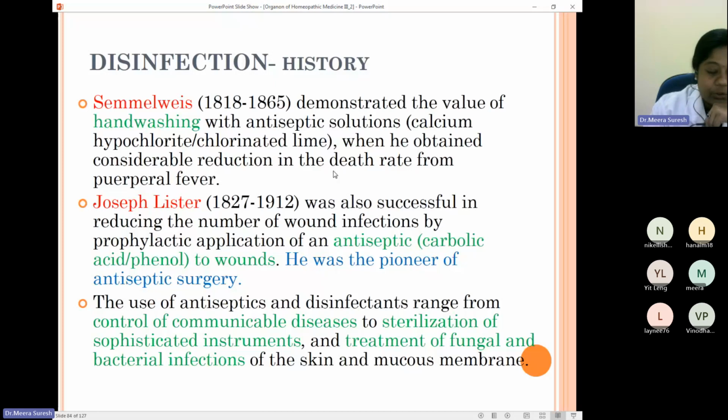Now, this Semmelweis story, I'm very sure the seniors remember that. But Farah, I guess you wouldn't know anything about Semmelweis, or do you know? Have you heard about him already?